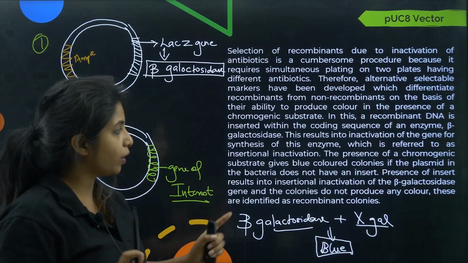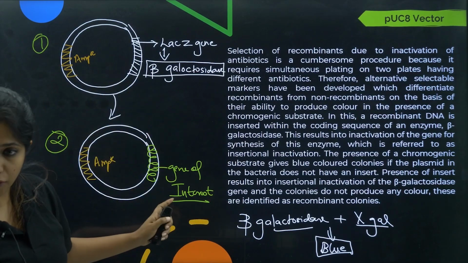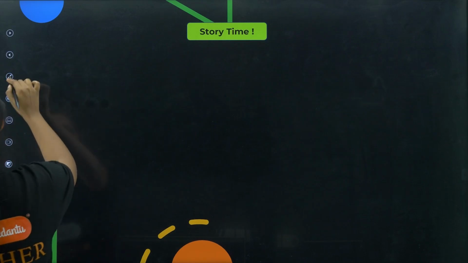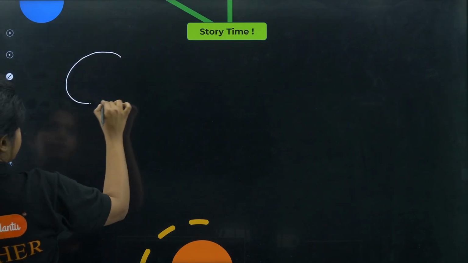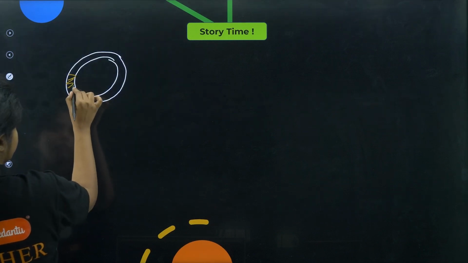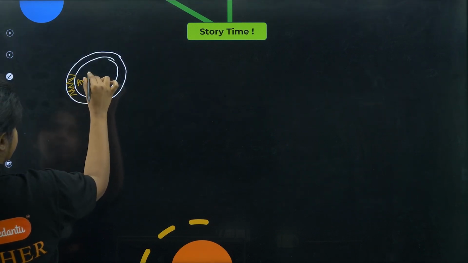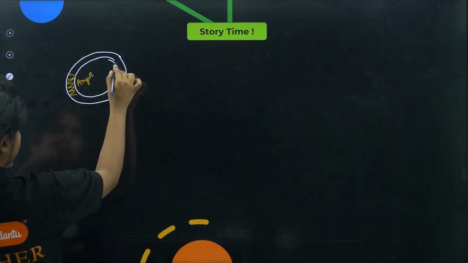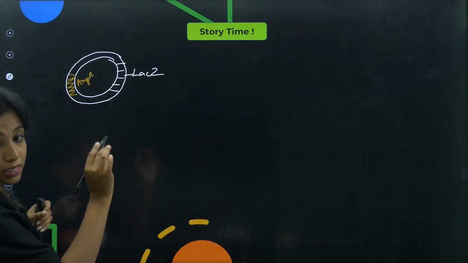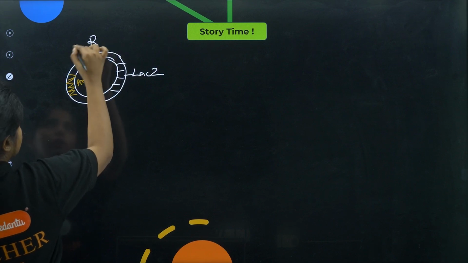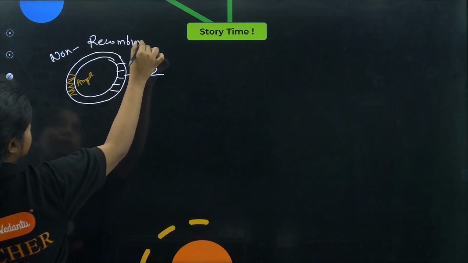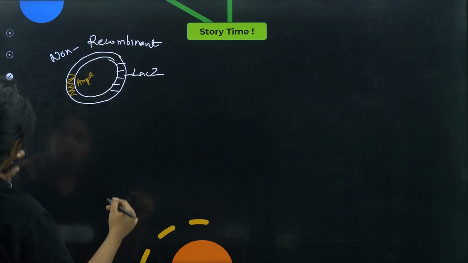Yeah, I have added one more slide. Okay, so I have this scenario, children, and now I'm going to show you what happens next. This and this with the ampicillin resistant gene over here, and then the LAG-Z gene over here. Okay, this is the non-recombinant. This is what, children? The non-recombinant. Fine.